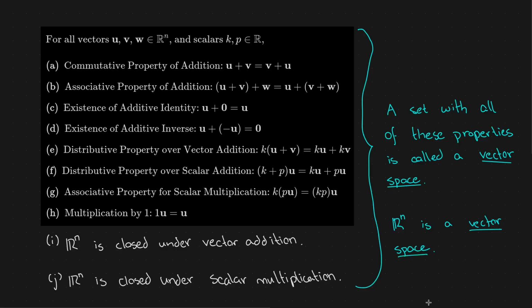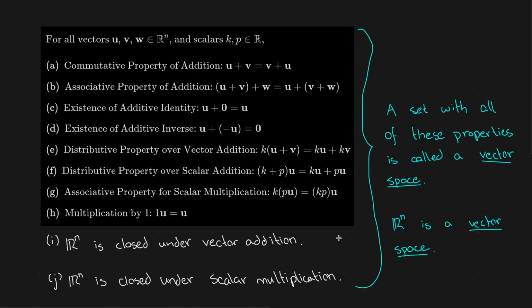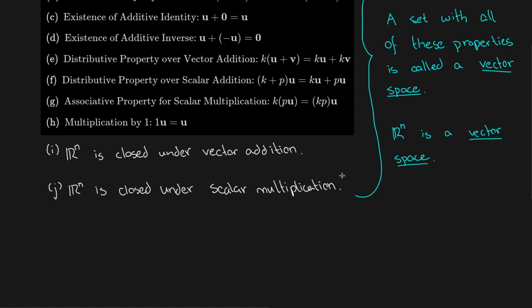But as we'll see, Rn isn't the only kind of vector space. There are other sets, other spaces that possess all of these properties. And so they could also be termed a vector space. Okay, we're going to explore that in this section. I do want to just emphasize these two properties real quick. Being closed under vector addition, being closed under scalar multiplication, and why we really like these properties, why they're important to being a vector space.